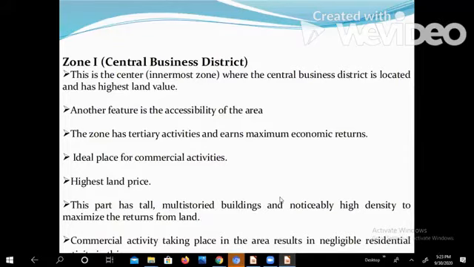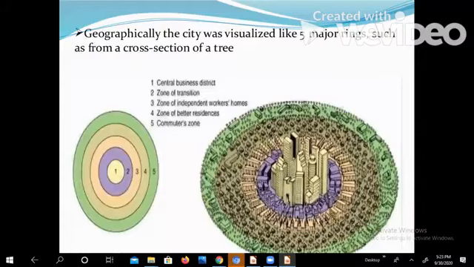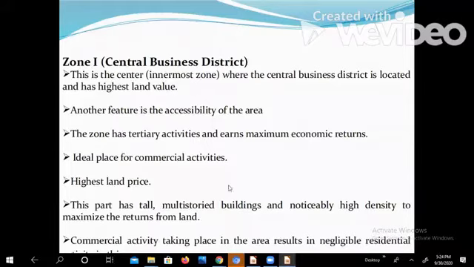Why? Because any employer would obviously want to develop his establishment in such an area, where his employees can easily come over here. So it is easily accessible for his employees to come to this place through various modes of transportation. Since we have all these things, we have a very good transportation network.